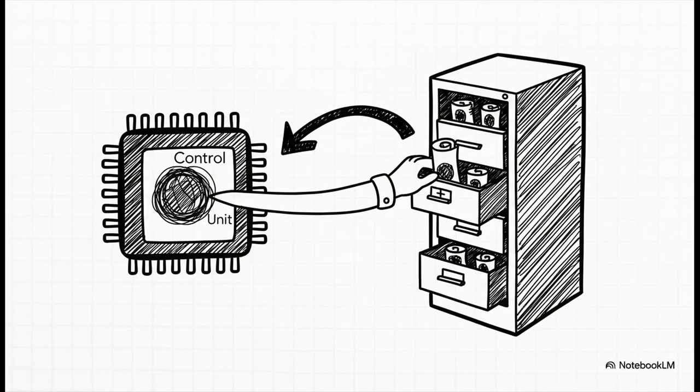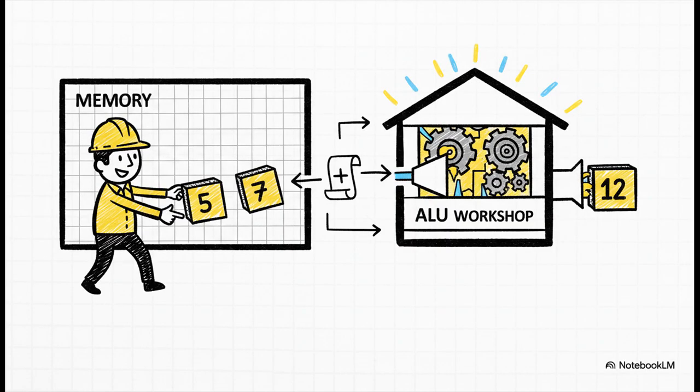And now our foreman gets to work. The control unit looks at its to-do list, sees the add instruction is up next, and goes and grabs it from that specific address in memory. It now knows exactly what needs to be done. The control unit then sends that instruction and the data, our numbers 5 and 7, over to the ALU, our workshop. The ALU does its thing, performs the addition, calculates the result, 12, and just holds on to it for a second.